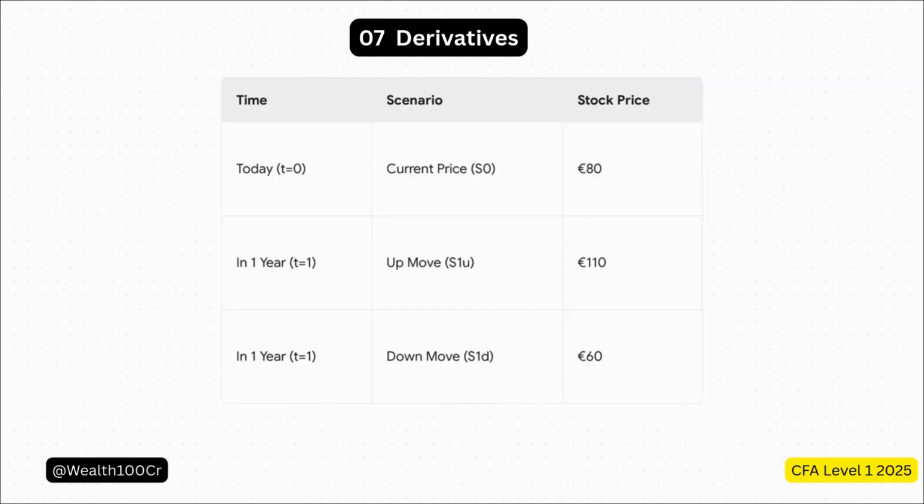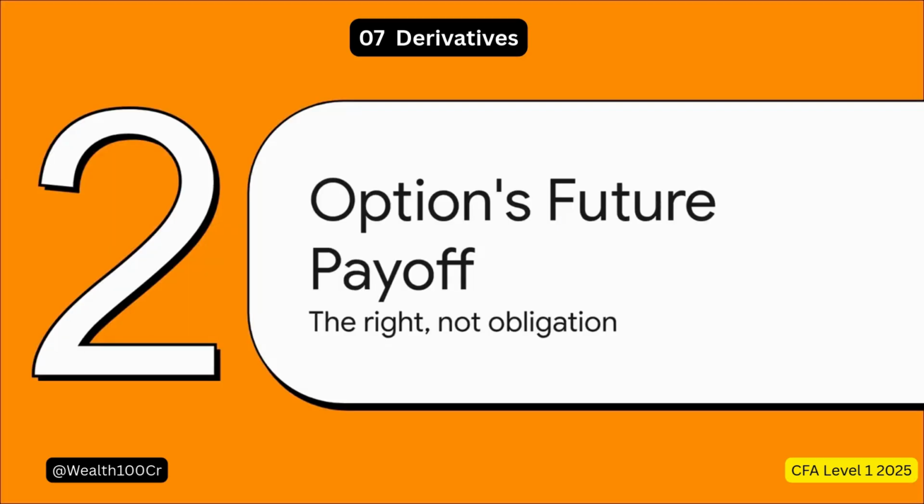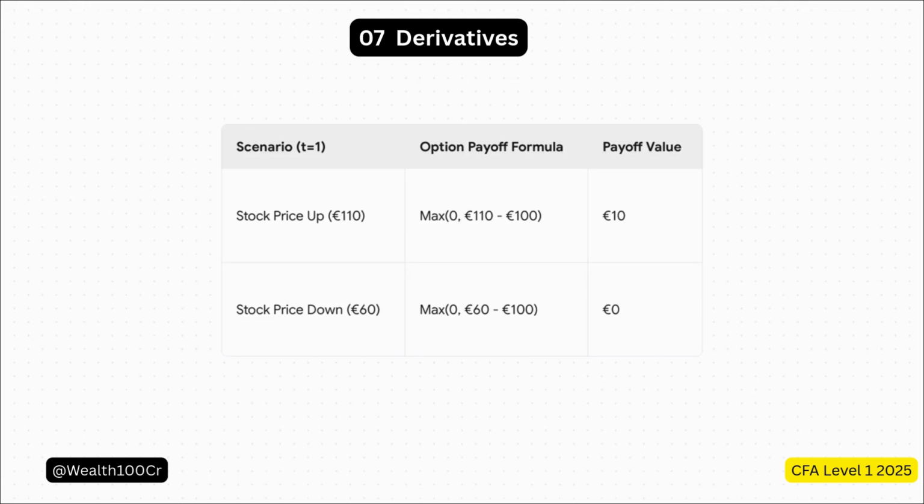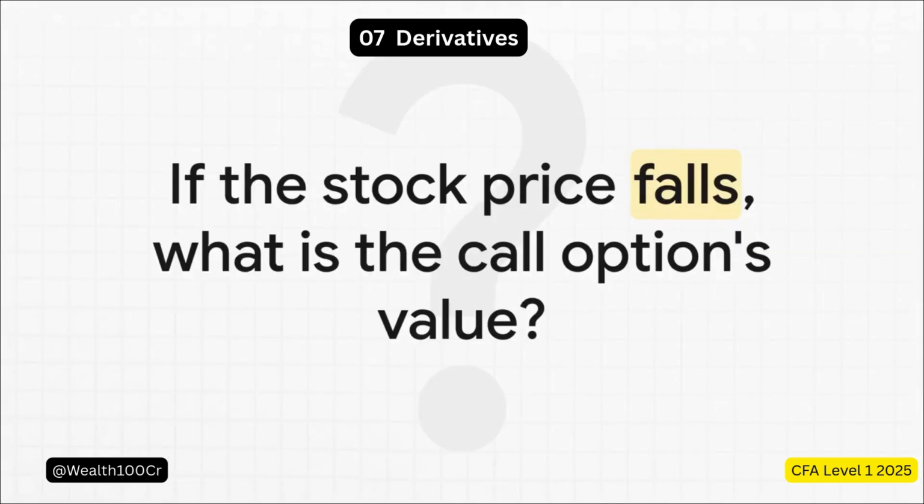Let's look at this table. The stock is 80 euros today, and in 1 year, it will either be 110 euros or 60 euros. That is all. Now, let's introduce a special kind of ticket, which in finance we call an option. This call option is just like a coupon that lets you buy the stock for a fixed price of 100 euros in 1 year. So, as this slide shows, if the price goes up to 110 euros, our option is worth 10 euros. But if it goes down, our option is worth 0. Can you tell me what the value of the coupon is if the stock price goes down? Very good, it is 0.